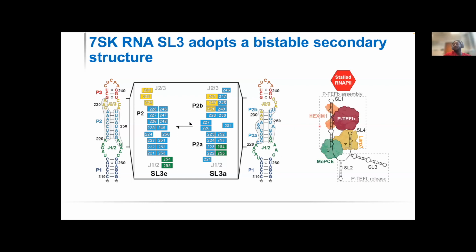Overall, our hope is that these two models would help us really understand how stem loop 3 is involved in PTFB release. Like I said in the beginning, these regions of stem loop 3 have been involved in protein binding, and U250 has been involved in post-transcriptional modification. So it's highly possible that this conformational exchange has some role to play in that process. That's an active area of research in our lab, where we're exploring how proteins bind to these two conformers, and so on and so forth.